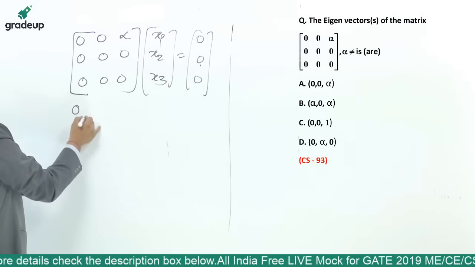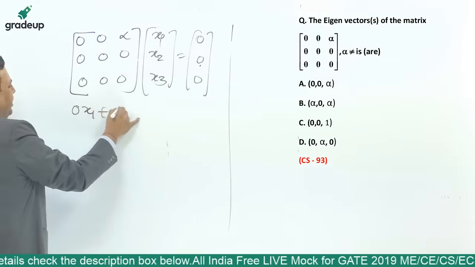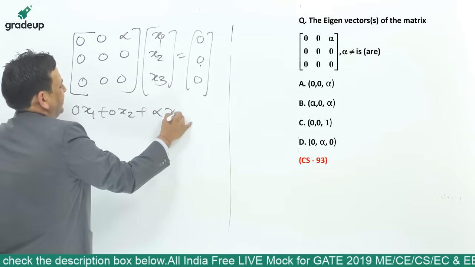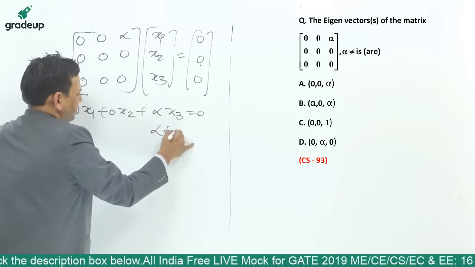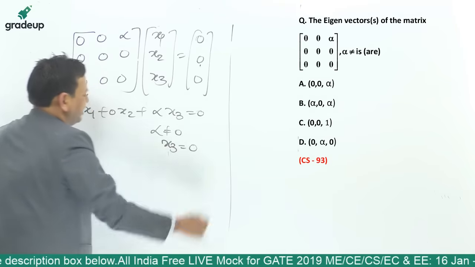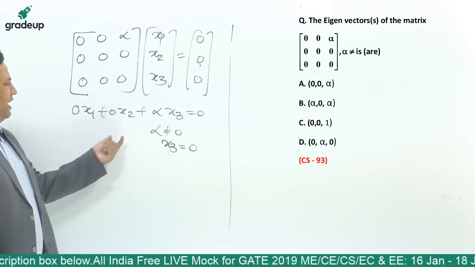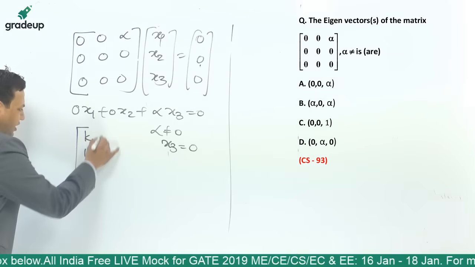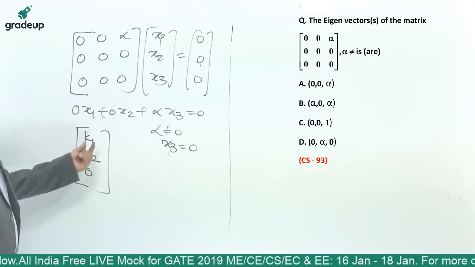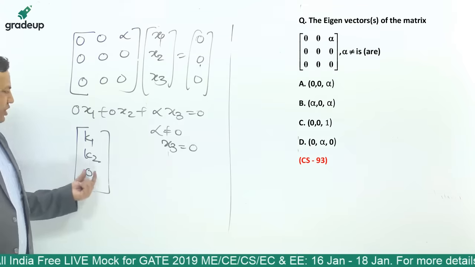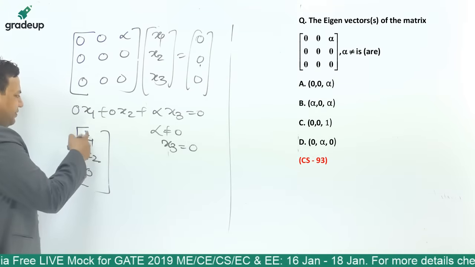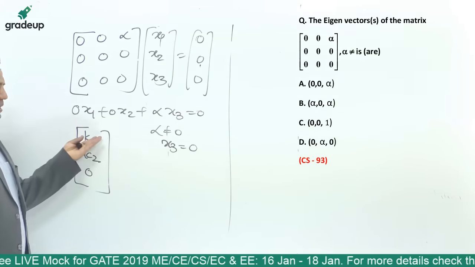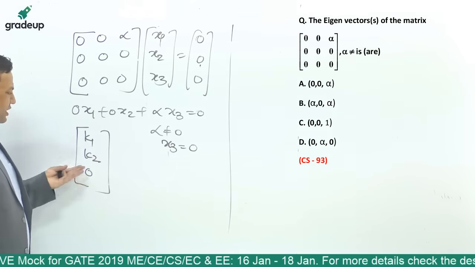Now when I write 0x1 plus 0x2 plus alpha x3 is equal to 0, and alpha is not equal to 0, it means x3 must be equal to 0, and you cannot calculate x1 and x2. So you can say any value of k1, any value of k2, and this is 0. So all three cannot be 0. So your solution is that at least one of these is not 0, so it should not be null.